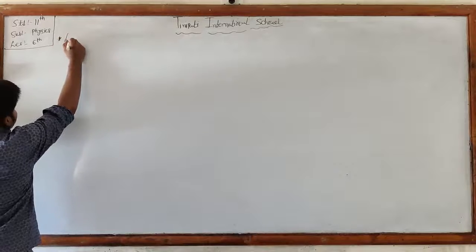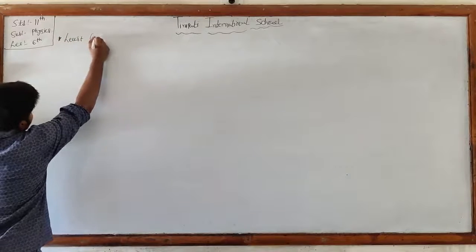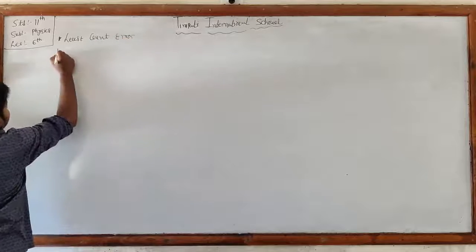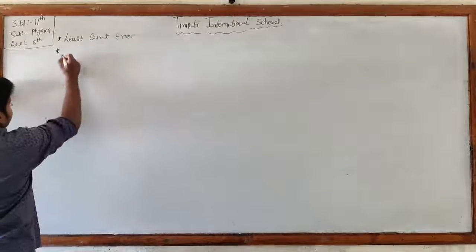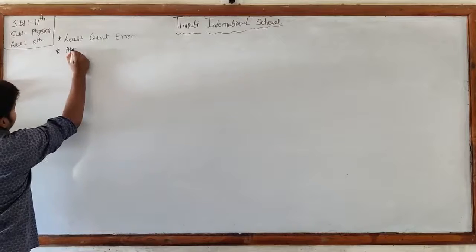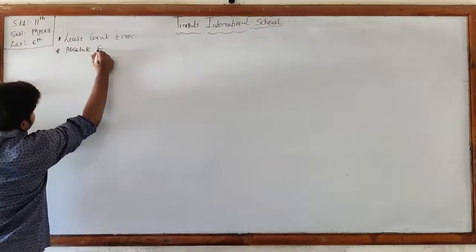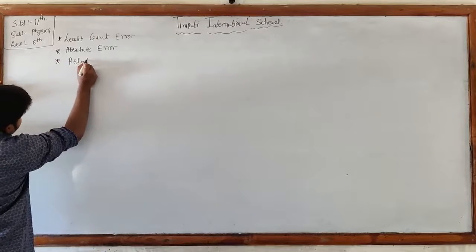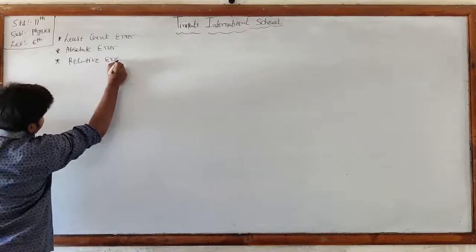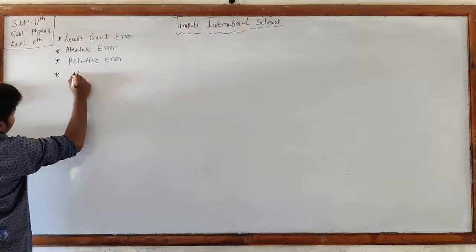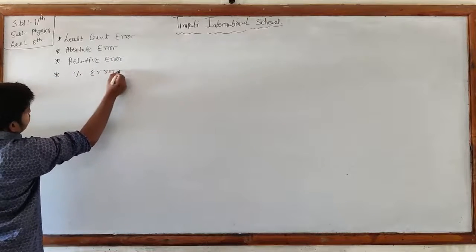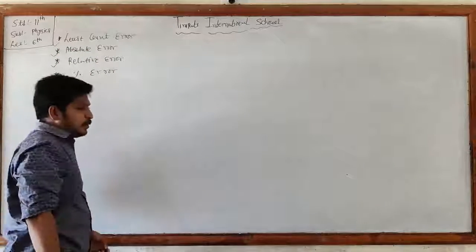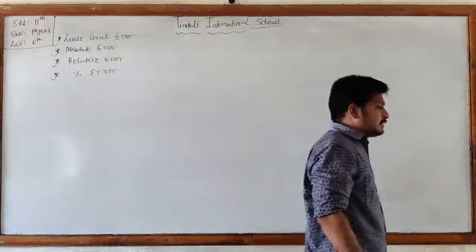First of all, least count error. Then I am going to start with absolute error, then relative error, and the last one is percentage error. Okay? All four are very important. Now, what is least count?